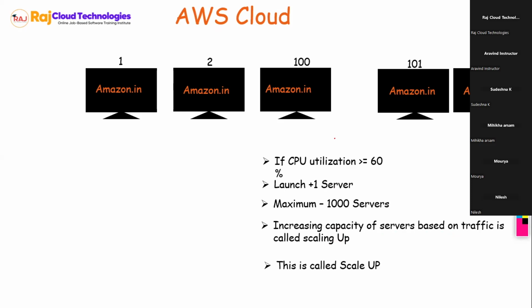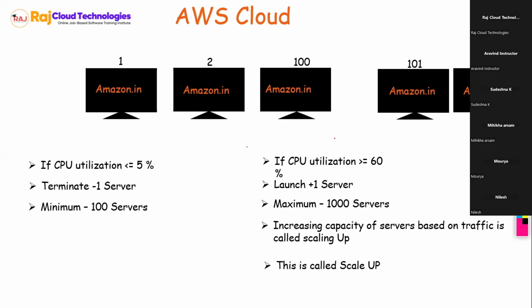So I tell AWS: if the CPU utilization of these servers is less than 5%, that means the computers are idle, in relaxing mode, with no work, then please terminate those servers. Whoever is sitting idle, just terminate them. But according to this condition, if it terminates all 500 servers, my application will not run. So I tell it not to terminate everyone: maintain a minimum of 100 servers, and except for these 100, kill the servers that have no work. This concept, decreasing the capacity of servers, we call scale down.